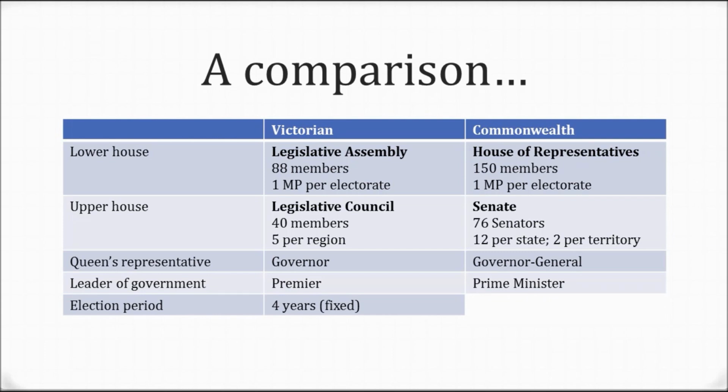They have this election on the same day every 4 years. In the Commonwealth Parliament, every 3 years they have an election, and that's variable. It's up to the Governor-General, on the advice of the Prime Minister, to decide when that election will be held.